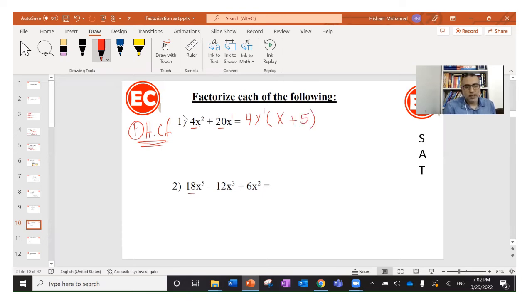For the second one, 18, 12, and 6, the highest common factor is 6. x power 2, x power 3, x power 5, the smallest power is x power 2. Then I divide. 18 divided by 6 is 3, and subtracting the powers, 5 minus 2 is 3, so x power 3. Minus 12 divided by 6 is 2, subtract the powers, so it's x. Plus 6 divided by 6 is 1, as x squared divided by x squared is 1. Notice that I have 3 terms outside and 3 terms inside here, and this is x power 3. I'm not going to factorize more.